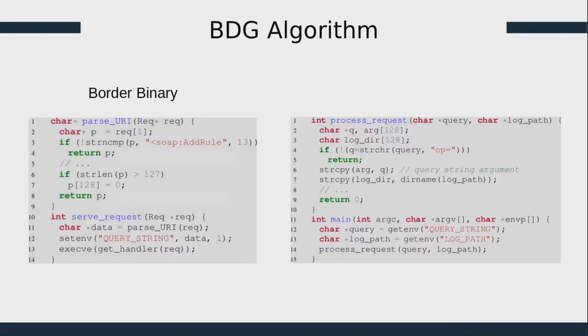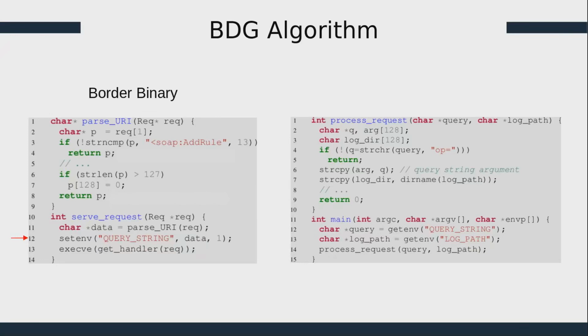So let's see how the BDG algorithm works. We start from the border binary, which again, we start from serve request and we parse the URI. And we see that here, it runs a string comparison against some network-related keyword. As such, we take the variable p, and we see that the variable p is returned from the function to these two different points. As such, we continue, and now we see that data gets tainted, and the variable data is passed to the function setenv.